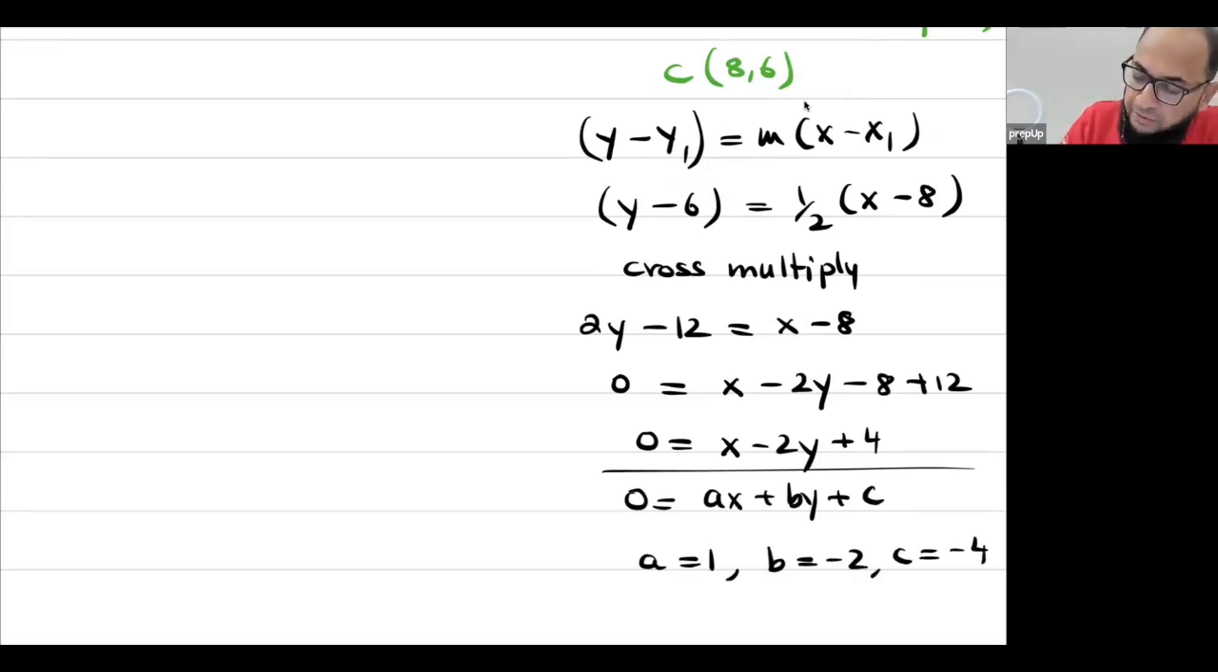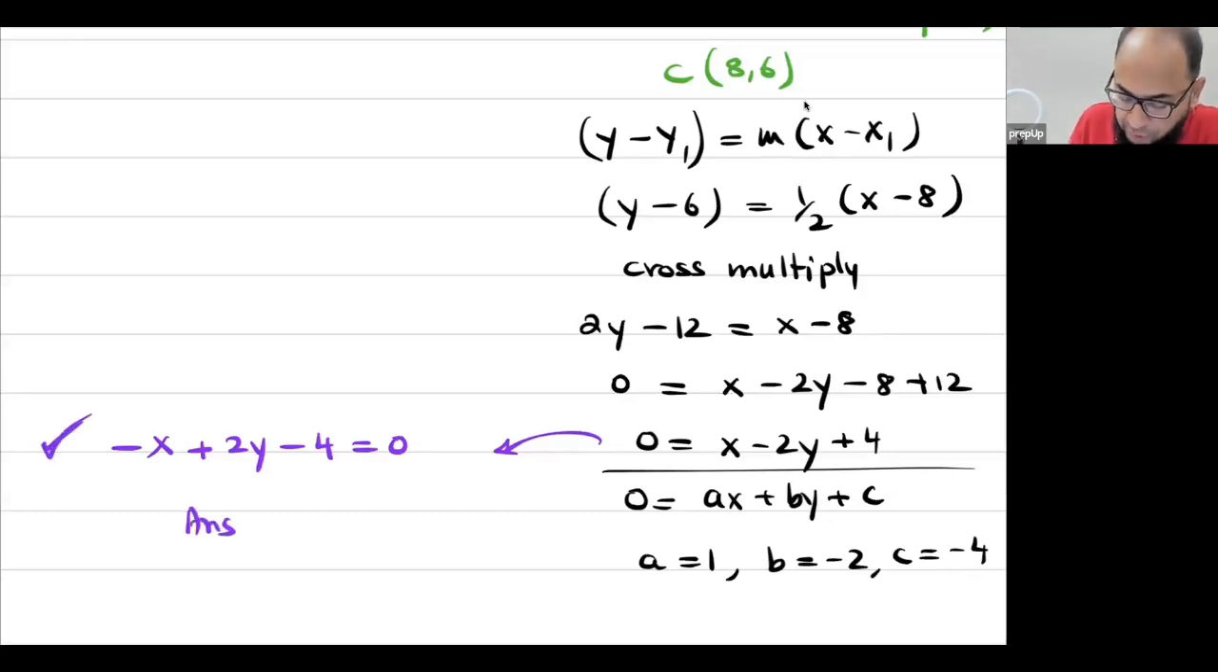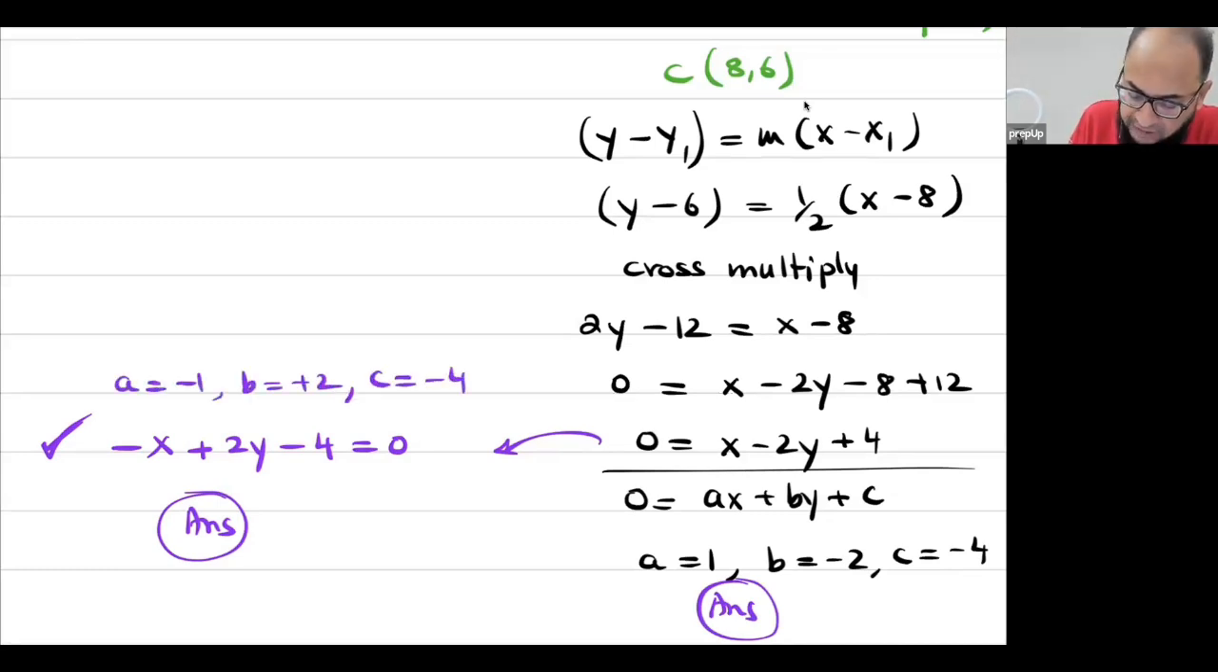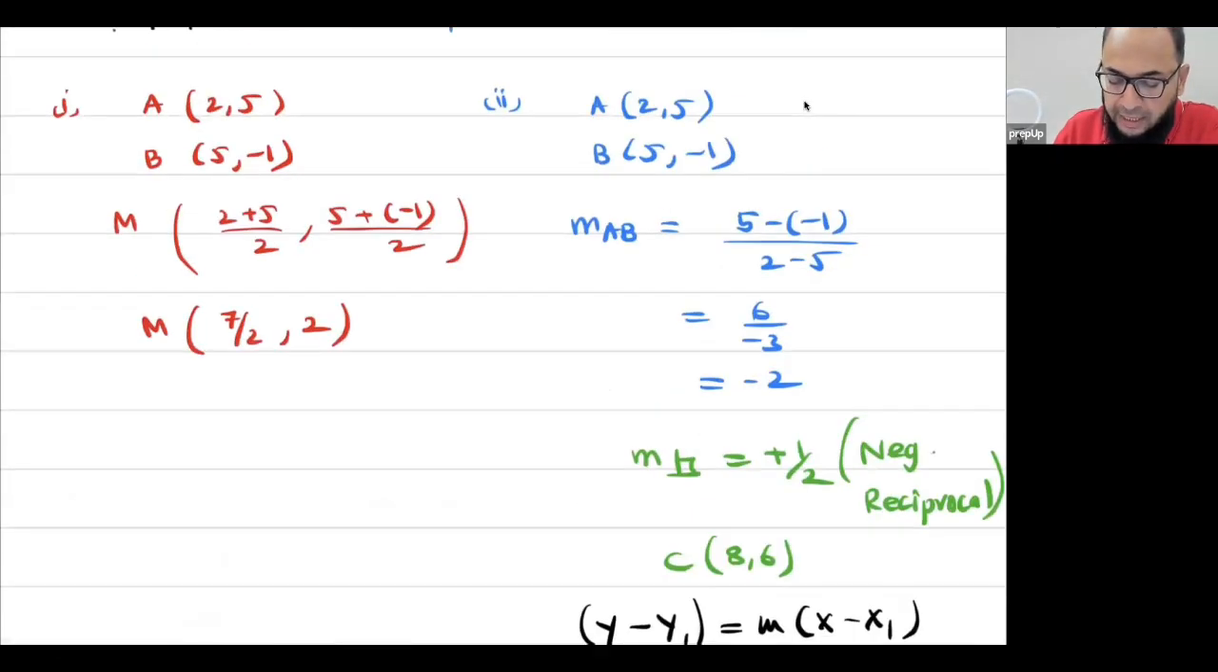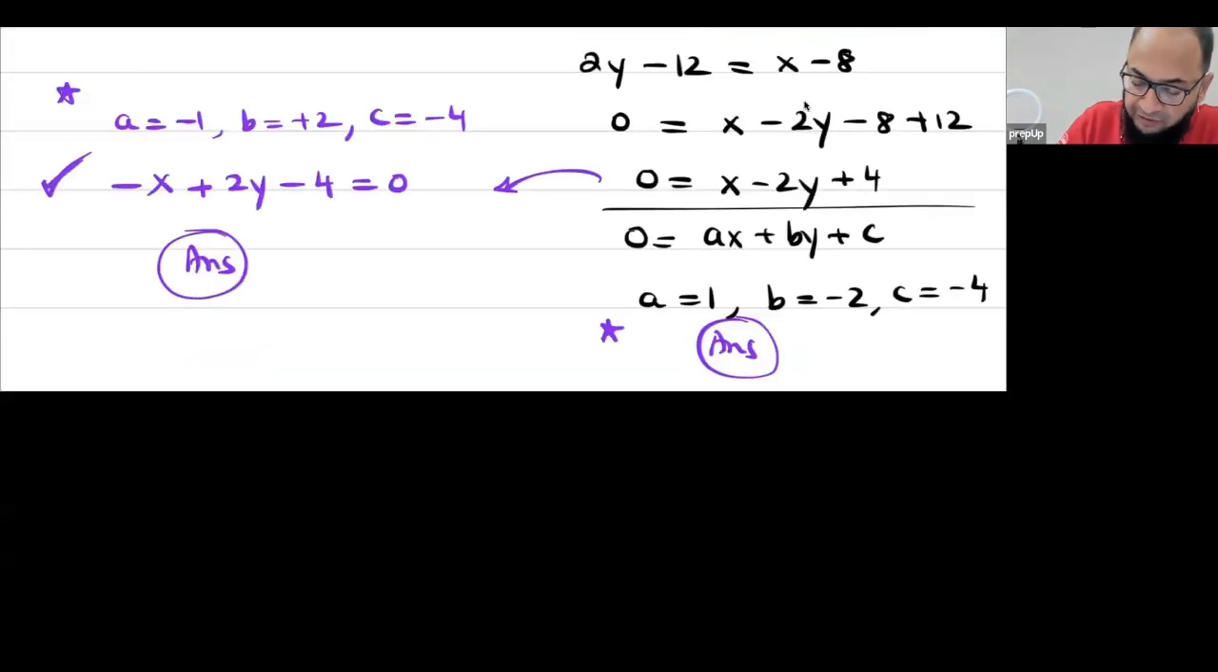Negative 4. Now if someone writes this the other way around, what about negative x plus 2y minus 4 equal to 0? Will this be marked as correct? The answer is yes, this is also good. Over here, a is negative 1, b is positive 2, c is negative 4. This is also correct, and this is also correct. So this is the question that I've done for you.